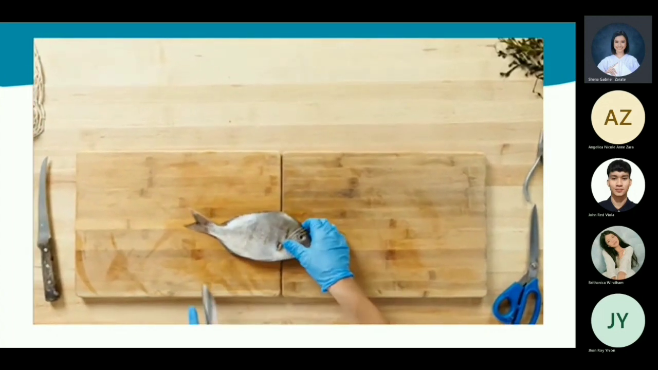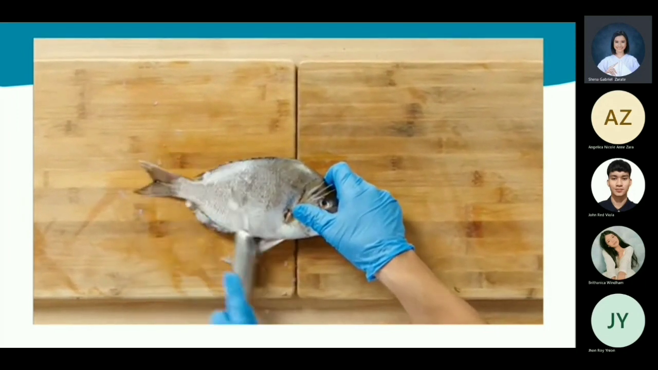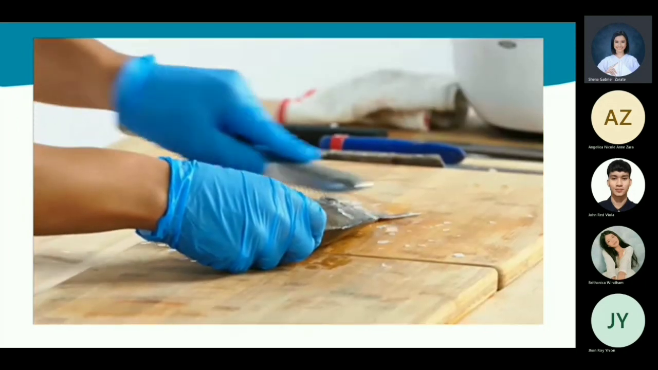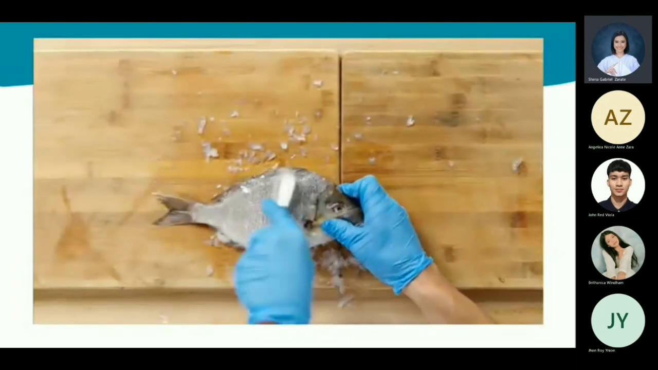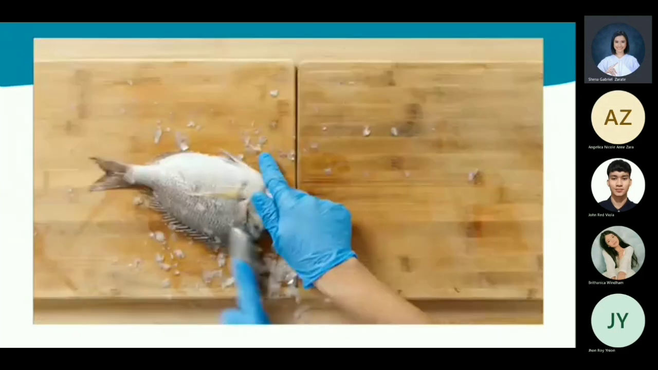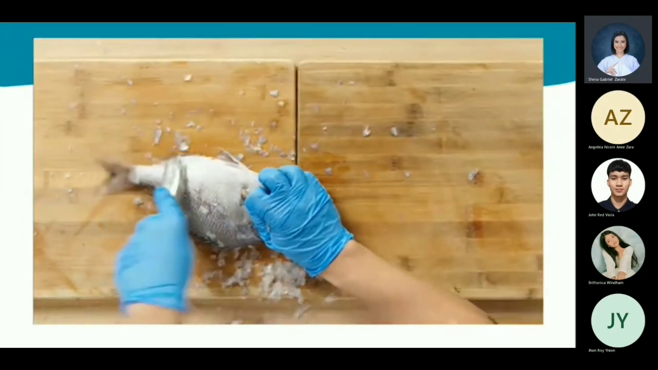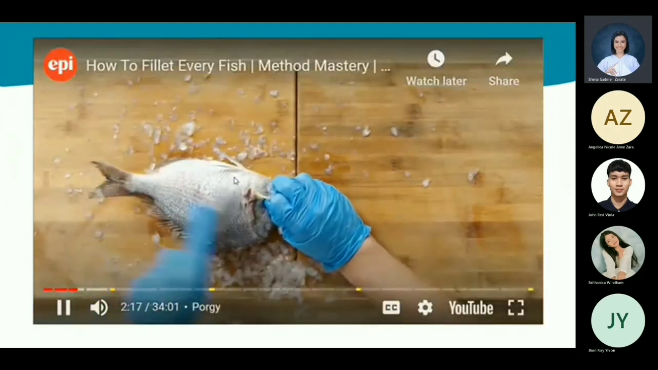So to start, we'll grab our scaler, get that fin out of the way, start peeling scales back, making sure you're going diagonal against the grain of the scales from the tail towards the head, making sure you're getting everything out of the way that's going to get in the way of your knife. If you have difficulty scaling these fish, just play around with the position of the scaler. It just kind of depends on the fish and how much trouble the scales are giving you.